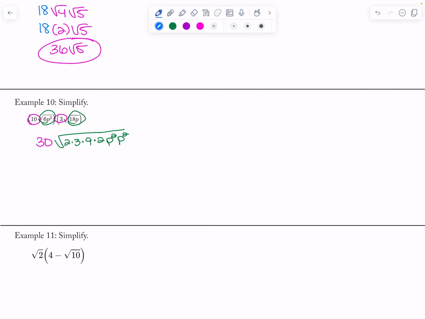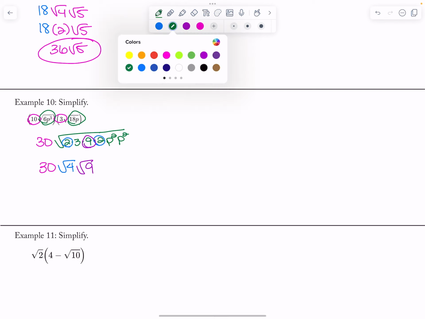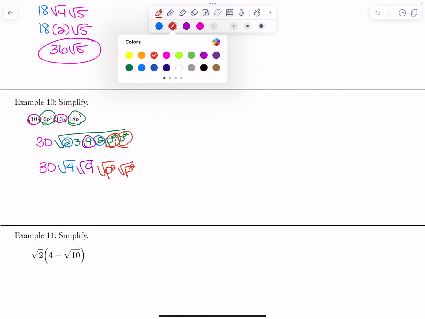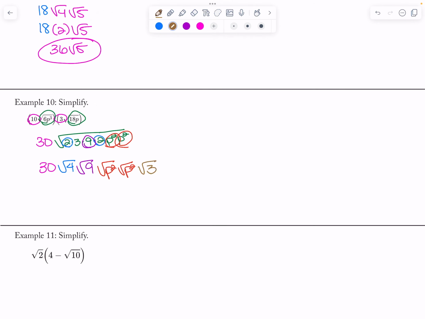would have noticed is that, oh, here's a 2, right? And here's a 2. So that would make 4. So what I have is a 30 on the outside. Then I have a root 4. And I also have, I guess I can change colors, a root 9, right? And then, change colors again, red. And then I have a couple p squared. So I have a root p squared and a root p squared. And then the only thing I have still left underneath there, I guess, in the poop color, is a square root of 3.